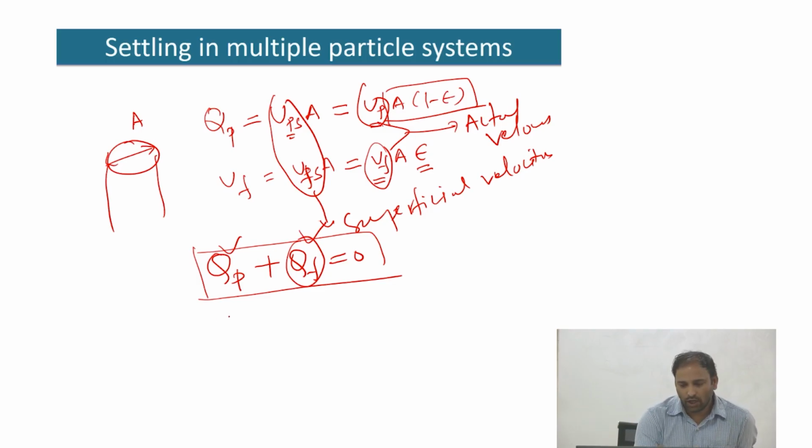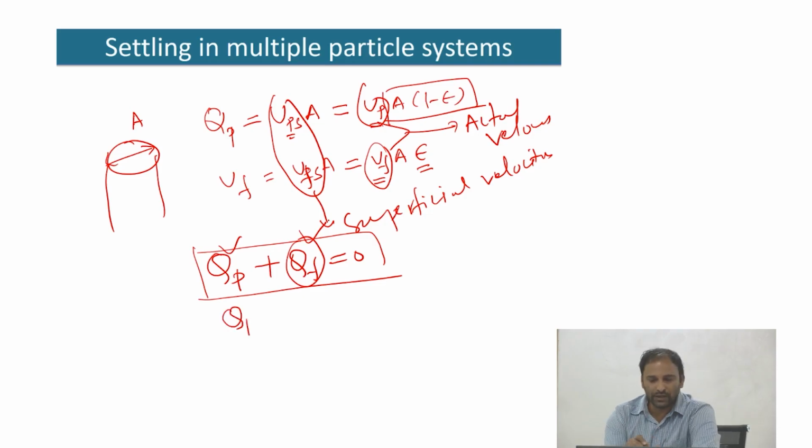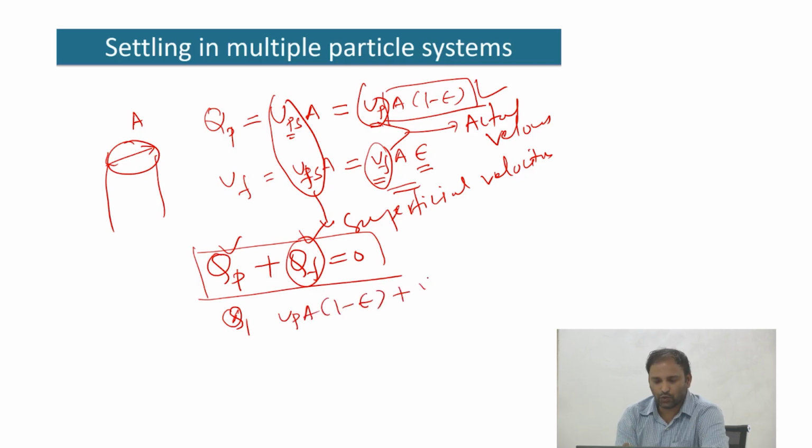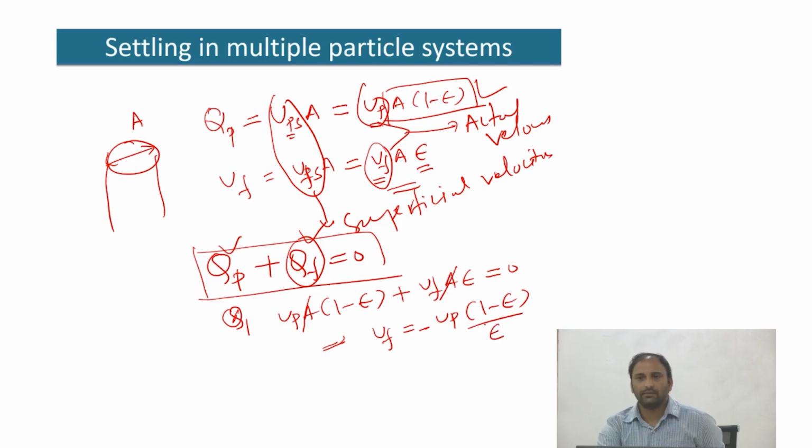So now I can define QP in terms of the actual velocities. QP I can write as UP times A times (1 minus epsilon), plus UF times A times epsilon, should be equal to 0. Therefore I can cancel A throughout, and UF becomes minus UP into (1 minus epsilon) divided by epsilon, right? Is that okay?